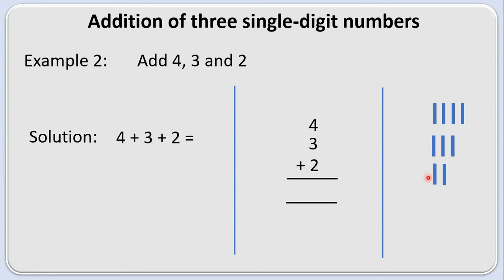Now let us count all these lines to get the sum of given 3 numbers. 1, 2, 3, 4, 5, 6, 7, 8, 9. So 9 is the required answer. So let us write 9 here and also here. That is 4 plus 3 plus 2 is equal to 9. 9 is the sum of 4, 3 and 2.